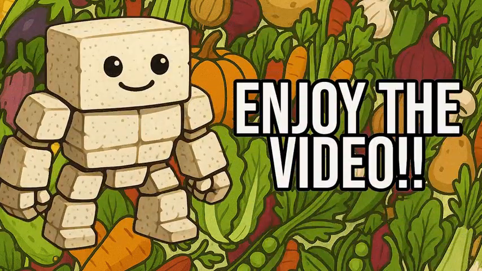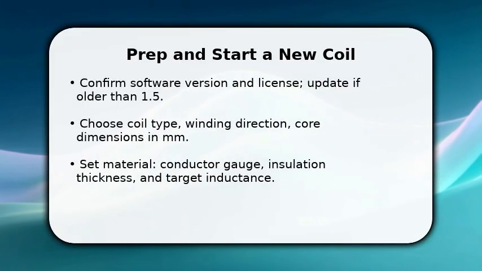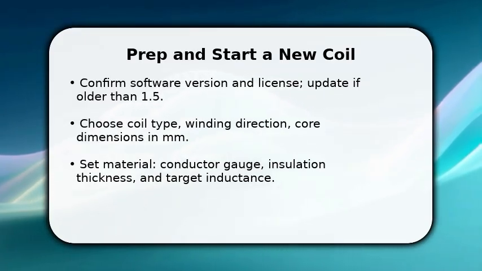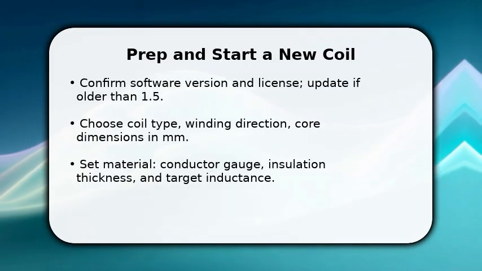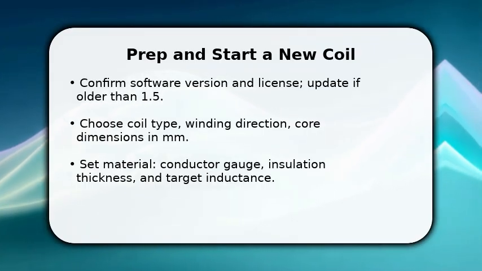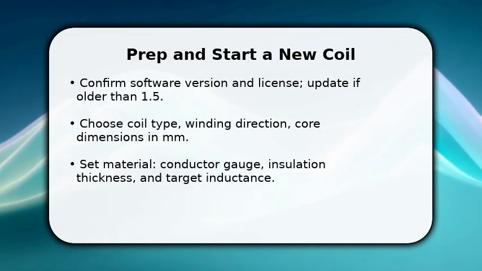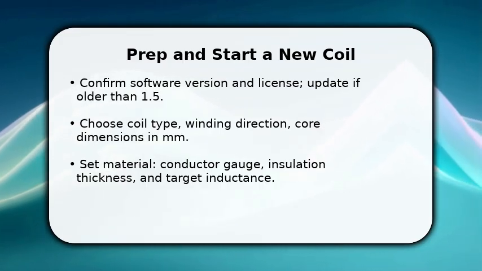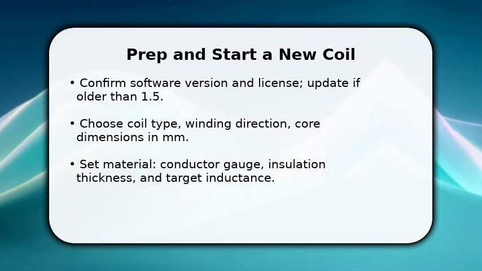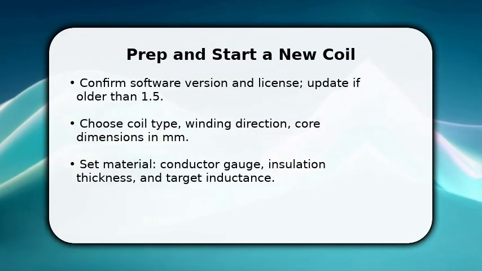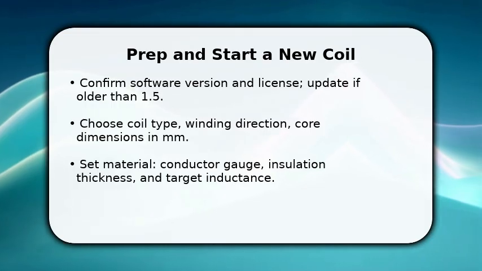Please enjoy the video. You begin by loading Coil Inventor and opening a new project. You must set core geometry and conductor properties now. Enter core diameter, length, and select winding style so the program can calculate turns automatically. Once done, pick conductor gauge and insulation values. These directly affect resistance and spacing.